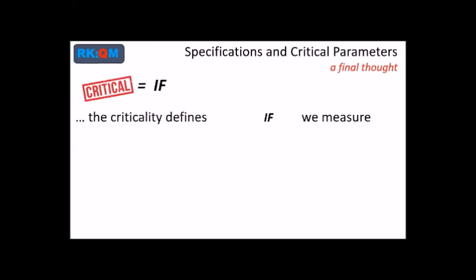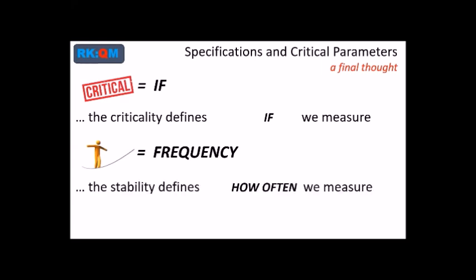A final thought on specs and critical parameters. The criticality of a parameter defines if we need to measure. We only need to measure those parameters which are critical. That is apart from a setup when everything gets measured. The stability of the process defines how often we measure. The frequency of measurement is decided by the process stability, not the fact it is critical. If your process never changes, you can afford to check it infrequently because history or experience says it will not change.